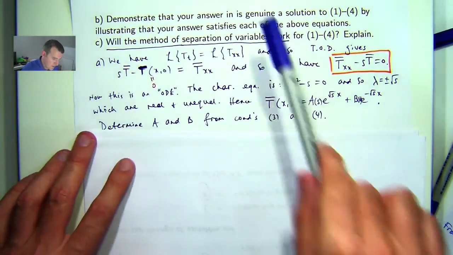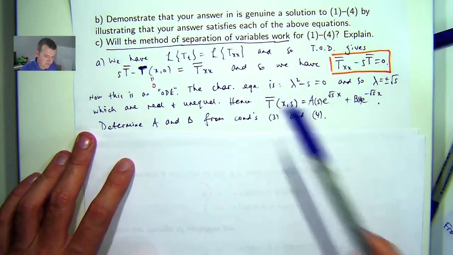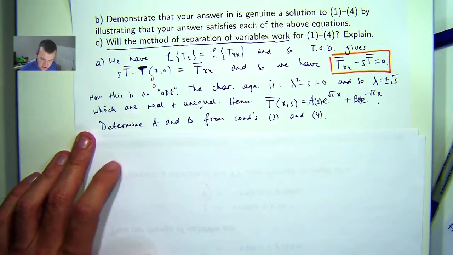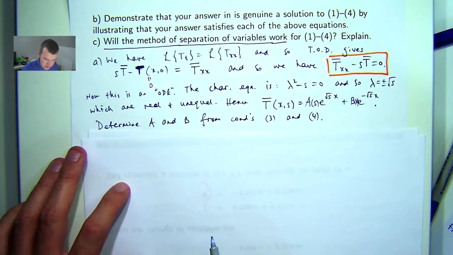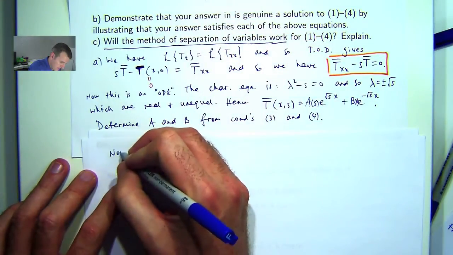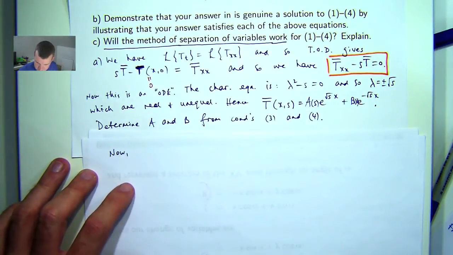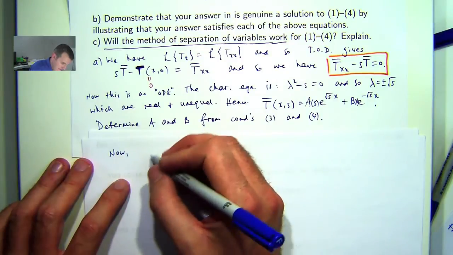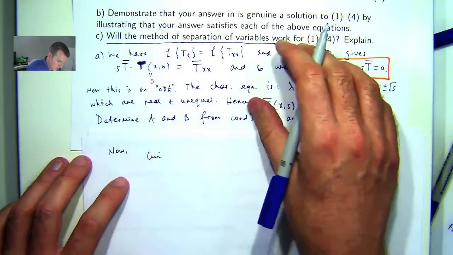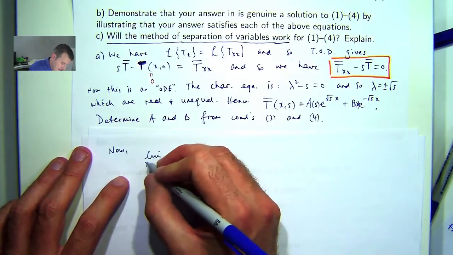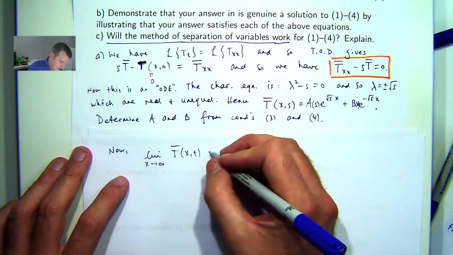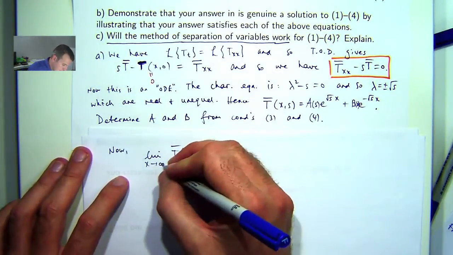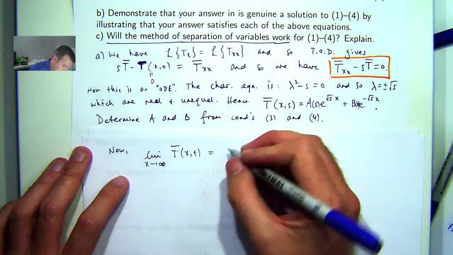Well, firstly, what we'd like to do is get the conditions 3 and 4 in terms of T bar. Okay, so how do we do that? Well, let's consider condition 4. Well, actually, no, let's consider condition 3. Okay, so we have a limit, and let's just consider it with respect to T bar, as x goes to infinity, of T bar xt. What is this? Well, this can be written out just from the definition of the Laplace transform.